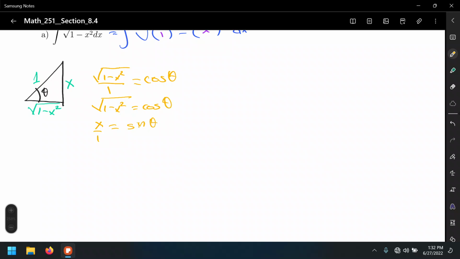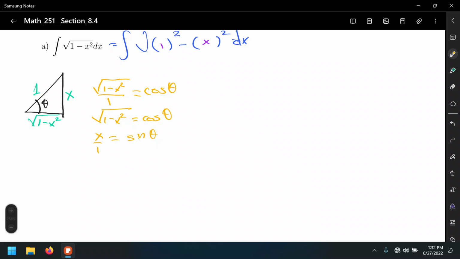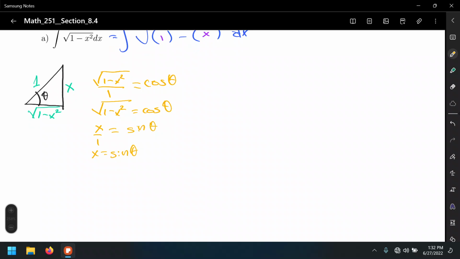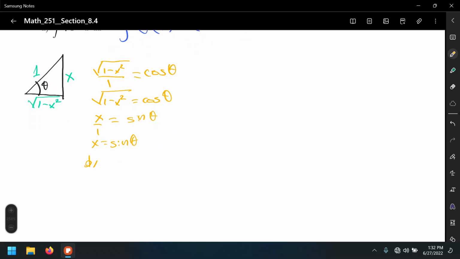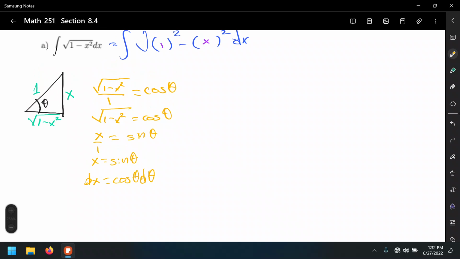And this is what we're going to use to find the differential part. So we need to find dx. Well, x over 1 is simply x, so x equals sine theta. But we need to differentiate this one. So dx is the derivative of sine, which is cosine, and then d theta. So we have everything we need.